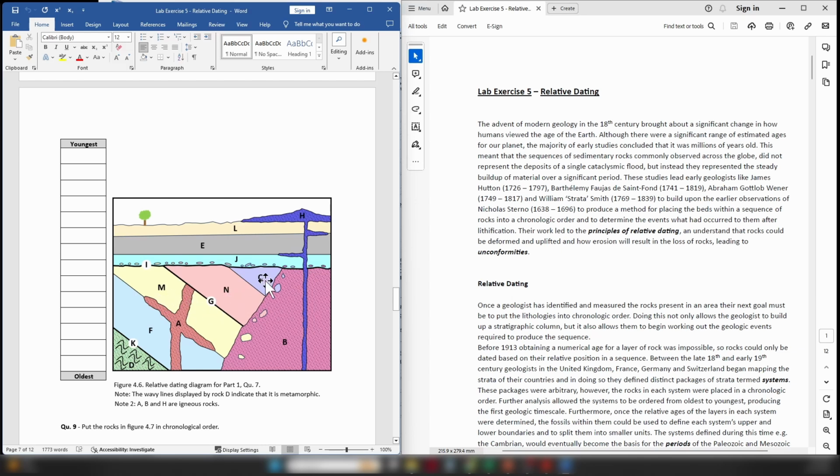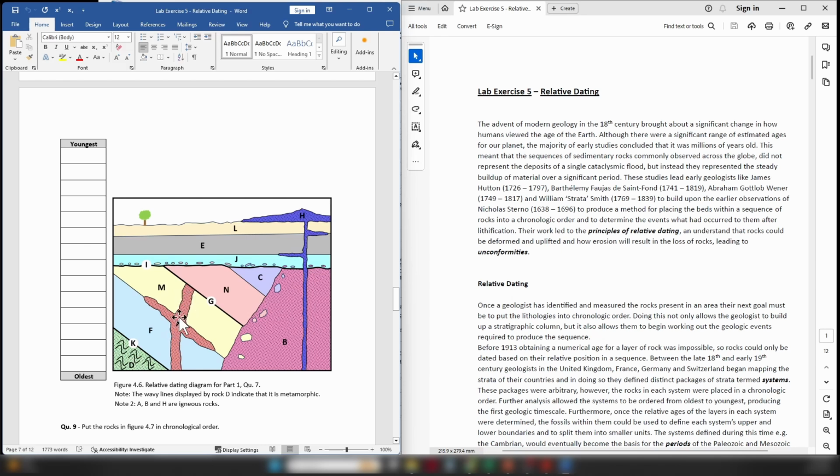And you can see that they're all orientated parallel to each other, but they've clearly been tilted. So even though they've been tilted, the principle of superposition is definitely going to be helpful to you here. You can also see that we have some unconformities marked on. Now, D is a metamorphic rock. I'm going to repeat that again. D is a metamorphic rock. F is a sedimentary rock. So that means there's going to be an unconformity there.